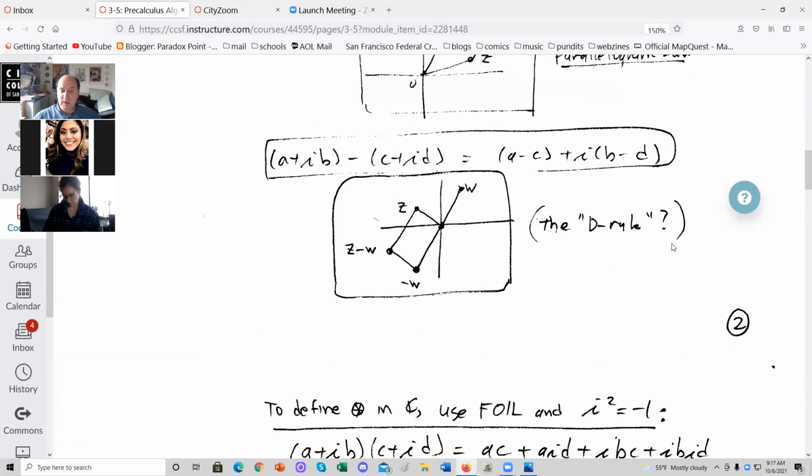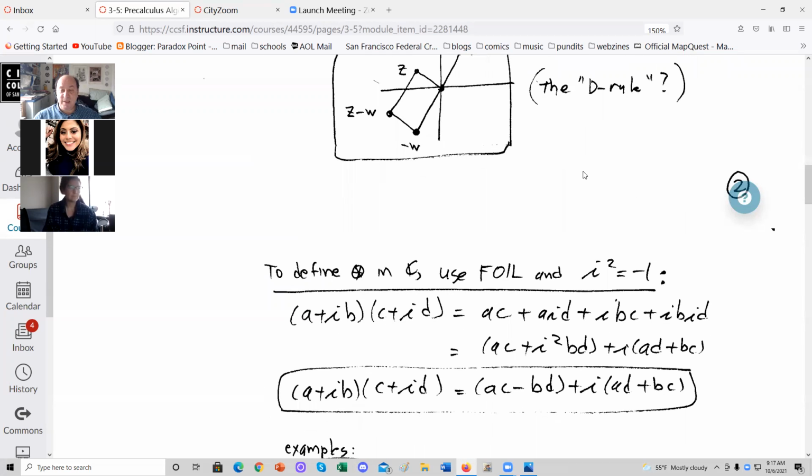That's simple enough. a plus ib minus c plus id, well, you subtract the real and imaginary parts: a minus c plus i times b minus d. Now here the idea is this. If this is complex number z, this is complex number w, then minus w points in the opposite direction. Same length, opposite direction. And you add z and negative w to get z minus w. I've nicknamed this the D rule. D for difference, and you can see a lowercase letter d here.